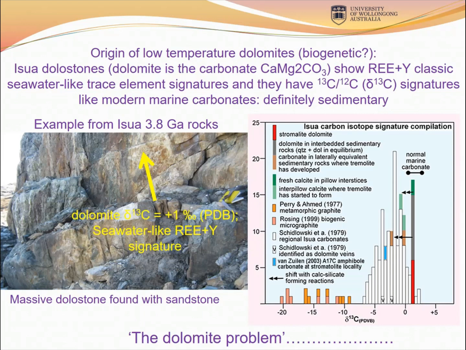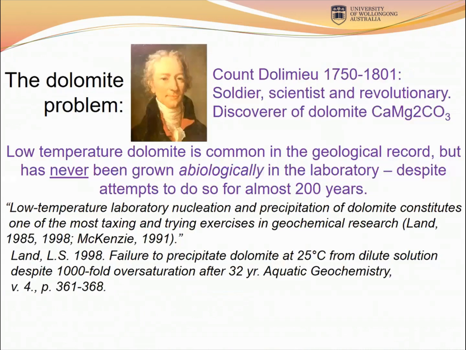Which comes on to an interesting thing, the so-called dolomite problem. Dolomite is named after somebody called Count Dolomieu. He was a French soldier, scientist, and revolutionary. He was the discoverer of dolomite. Okay. The interesting thing about dolomite is that it's extremely common in the geological record in sedimentary systems, but it has never been grown abiologically in the laboratory. And this is despite almost 200 years of attempts to do so.